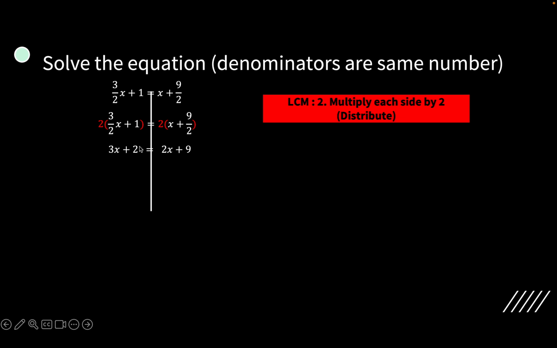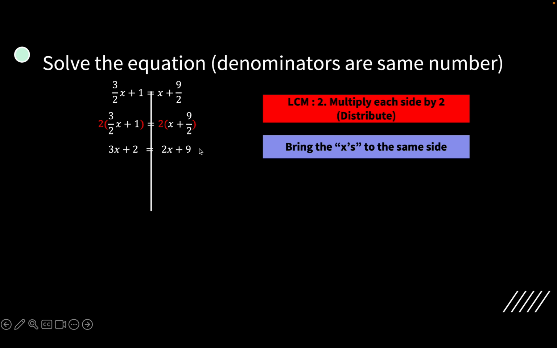2 times 1 would give me 2. 2 times x, 2x. 2 times 9 over 2 leaves me with 9. Now we need to bring the x's to the same side of the equation. I'm going to do that by subtracting 2x on both sides. Cancels the x's out on the right, leaving me with 1x plus 2 equals 9.